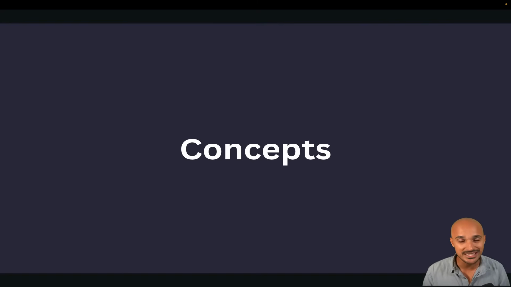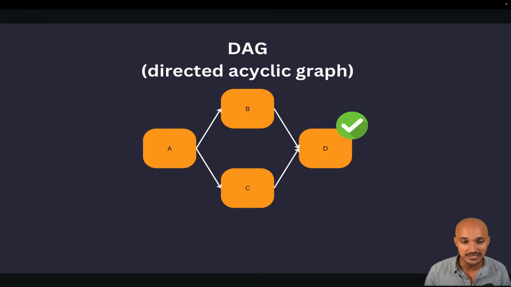And the first most important concept in Airflow is DAG. What is a DAG? Directed acyclic graph. A DAG is a data pipeline in Airflow. So you have this graph with nodes A, B, C, D, and you can see the directed dependencies between those nodes. So D depends on B and C, and B and C depend on A. It is as simple as that.